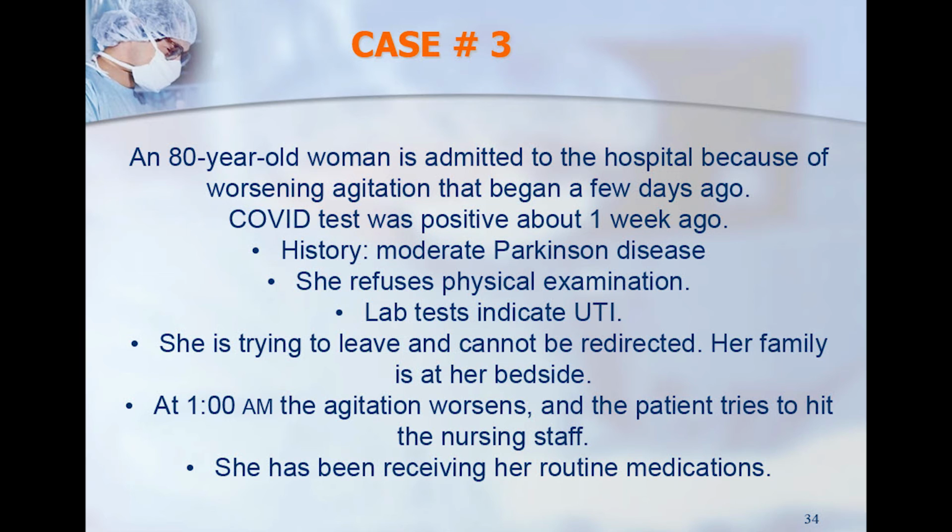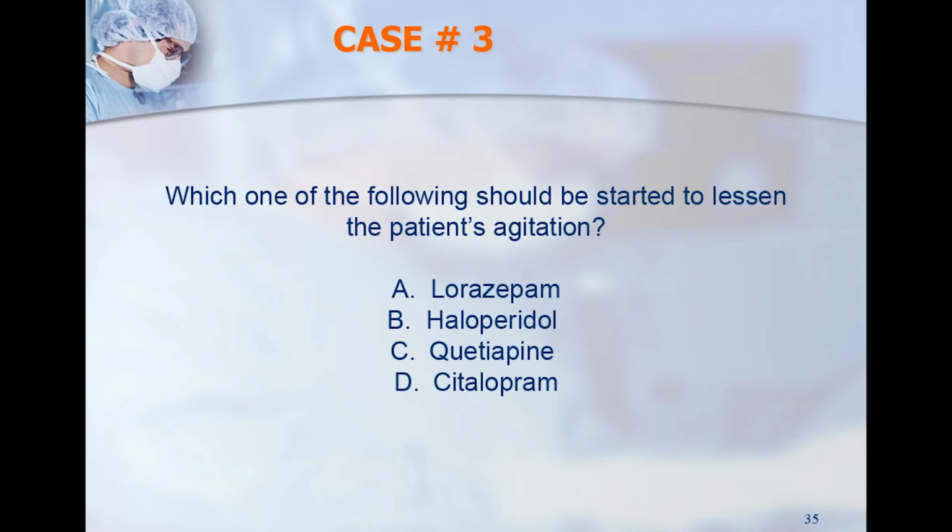Okay, let's do another case. An 80-year-old was admitted to the hospital because of worsening agitation that began a few days ago. COVID tests were positive about 1 week ago. She has moderate Parkinson's disease, refused the physical exam, and now has delirium, with a UTI here. The patient is trying to leave and cannot be redirected. Family is at the bedside. At 1 a.m. in the early morning, the agitation worsened and the patient tried to hit the nursing staff. Now the patient is being physical. She has been receiving the routine medication. Which of the following should be started to lessen the patient's agitation?